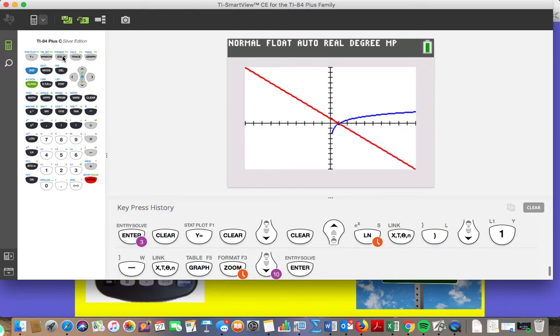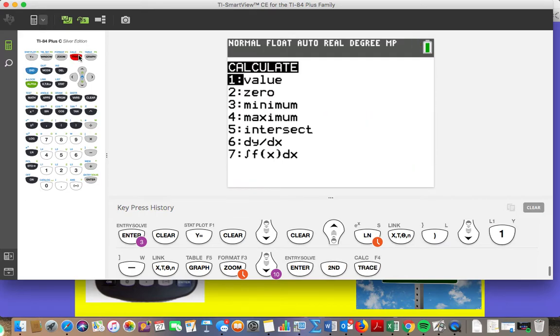Now, based upon just looking at it, does anyone have an idea of what the solution or the point of intersection would be? Thomas? 1, 0. 1, 0, right? Now, are we 100% confident about that yet? No. I mean, we're pretty confident because it's pretty easy to see. But just to check it, here's how you actually check this. Go ahead to second, trace. Okay? Second trace.